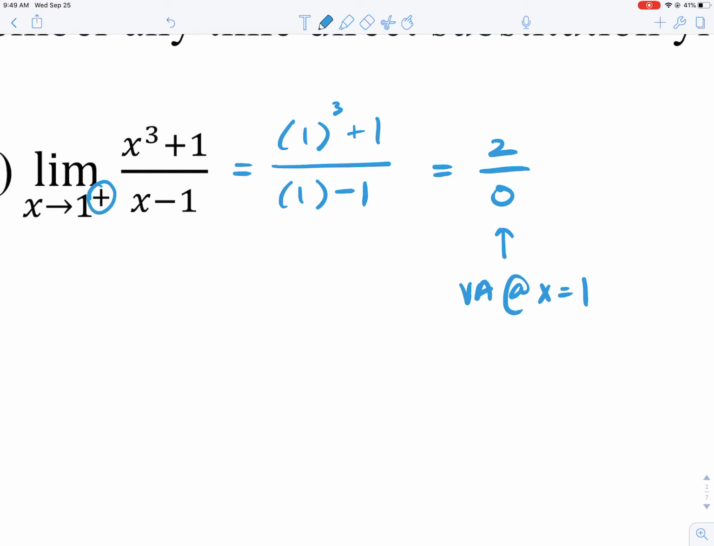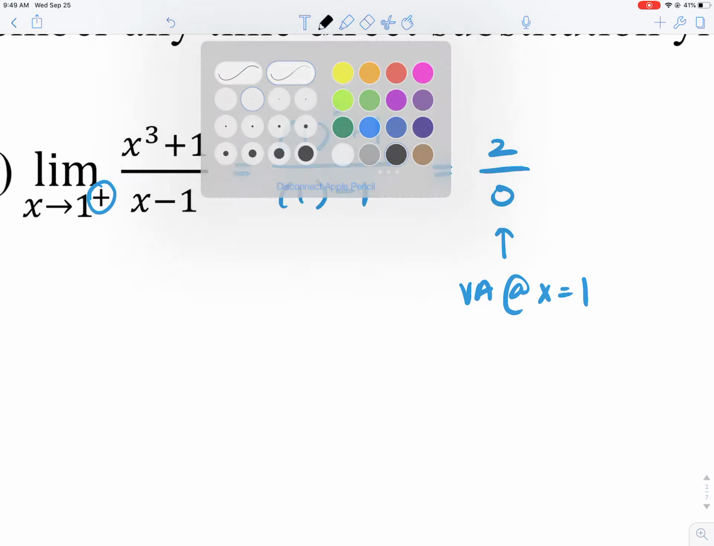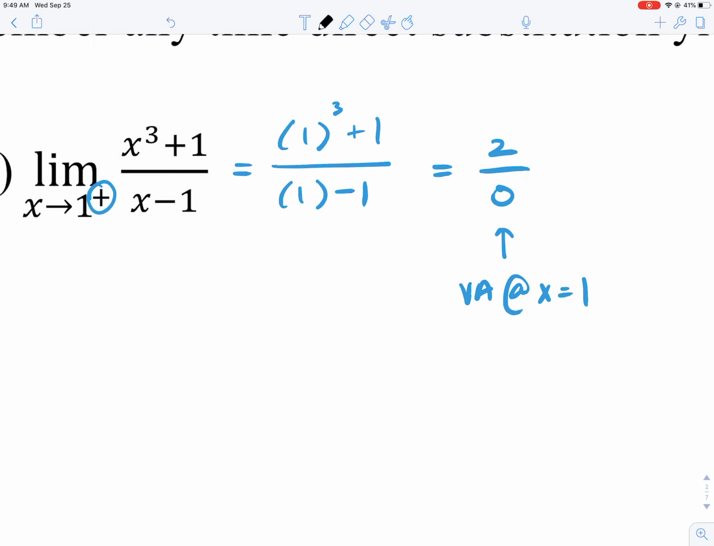Or you could think about creating a table of values. Let me grab my calculator out. And if we were to make a table, what I'm doing right now is just graphing x cubed plus 1 over x minus 1 so that I can create a table.